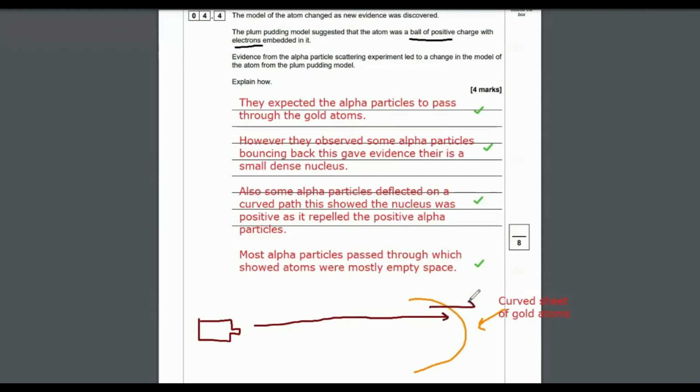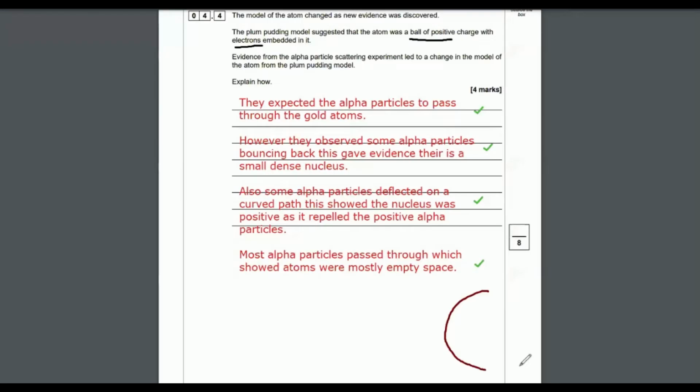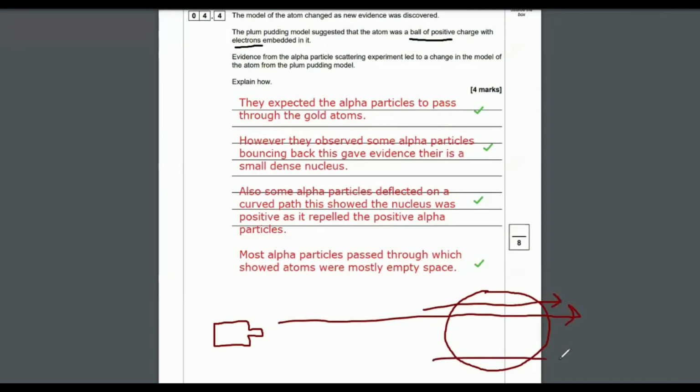Okay, so this is just them showing they've got a source of radiation. They're firing the alpha particles at this curved sheet of gold atoms, and they thought that they would all go through. Some did go straight through. Some curved away because the nucleus is positive and alpha particles are positive. So some got repelled and curved away, and some of them bounced straight back, and that's because they had a direct hit on the nucleus, and that told them that the nucleus must be hard and dense in order to bounce an alpha particle back.